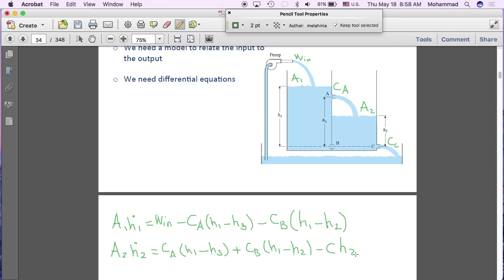Yes, sir. For the CA times H1 minus H3 part, it makes sense when H1 is greater than H3. But in the situation where H1 is less than H3, there wouldn't be any flow through CA, but we're showing that there would be. Absolutely. So we need to capture that possibility. The only time that there would be fluid leaving the first tank is if H1 is more than H3. If H1 is less than H3, what will be the condition? What will happen?